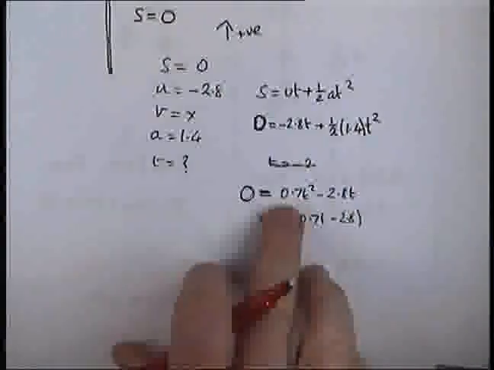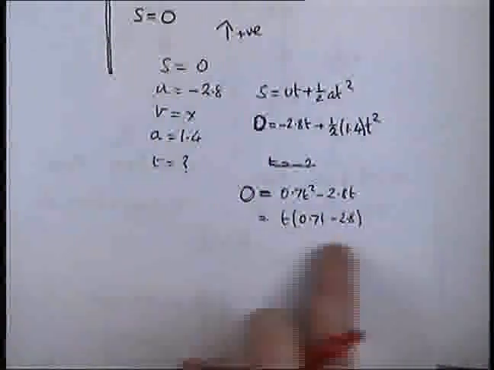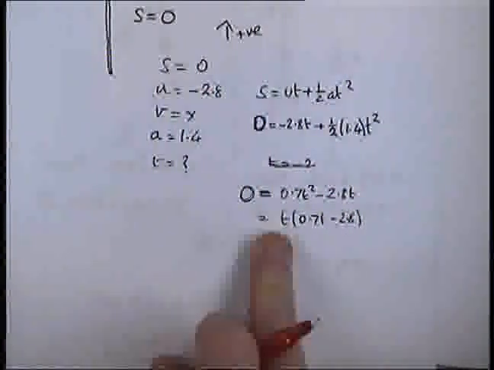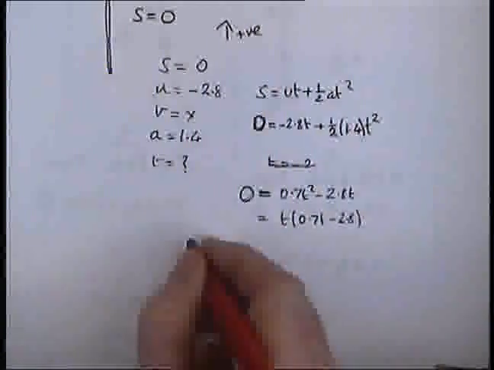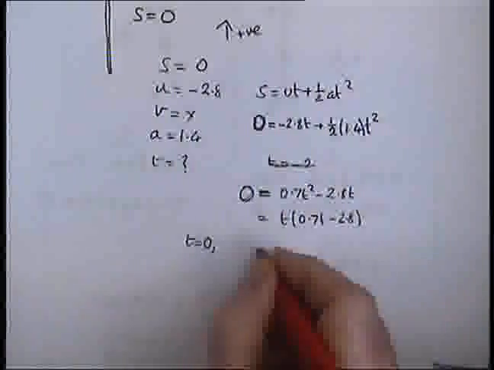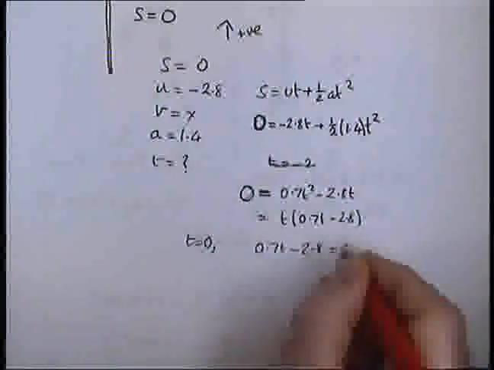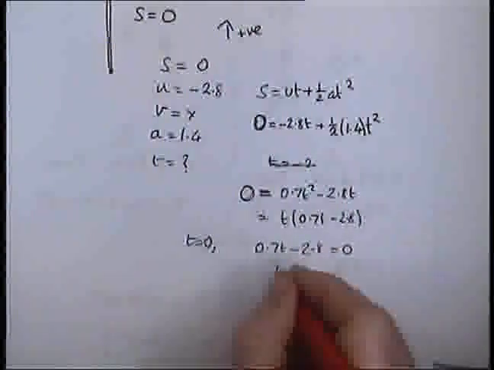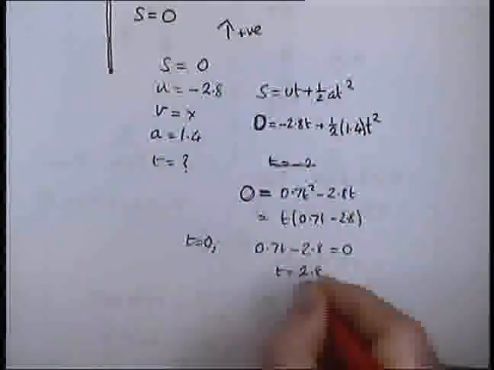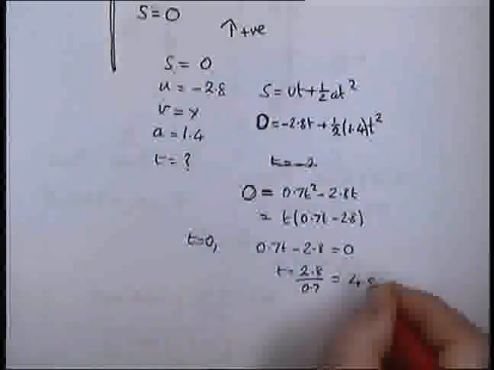So what we've got here is I've just multiplied in the half and rearranged it slightly, and I factored out the t when we're solving this quadratic equation, because remember there's two solutions. There's t equals 0, which is our initial time, which is what we'd expect, and also the time when 0.7t minus 2.8 is equal to 0, when this bracket is equal to 0, and that was when t equals 2.8 divided by 0.7, which is 4 seconds.